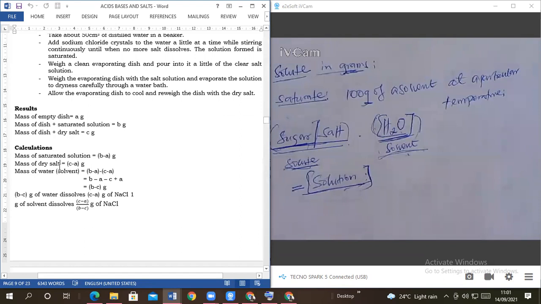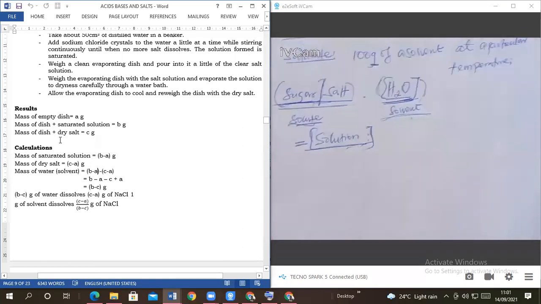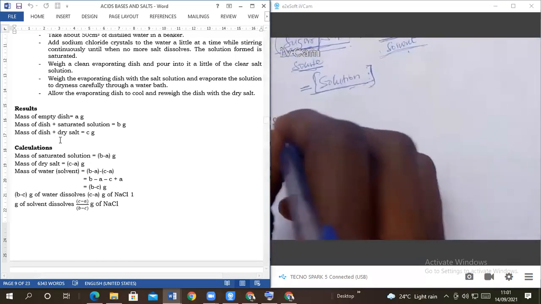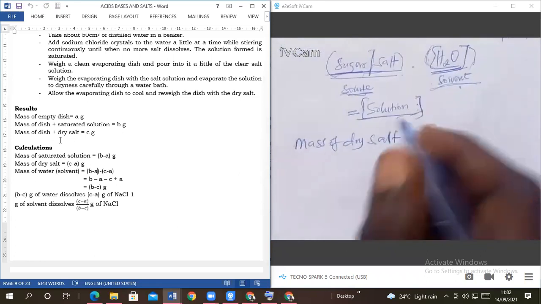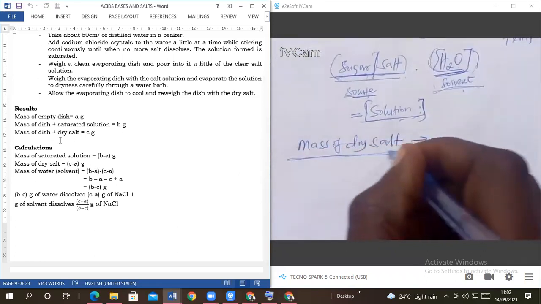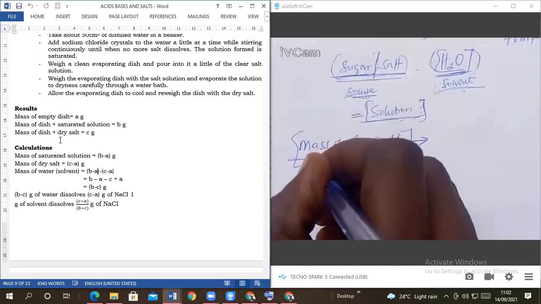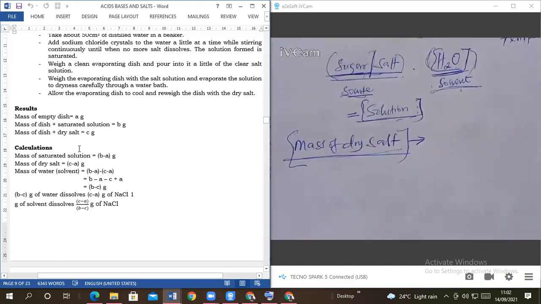So if you want to get the mass of the dry salt, you have the mass of the dish plus the dry salt, which is C. If you subtract the mass of the dish, which was A, you will be getting the mass of the dry salt. So that is what you use now. For you to calculate solubility, you need to get the mass of the dry salt, and also you must know which mass of the solvent dissolved this salt. So if you know the mass of the solvent, then you can get it.